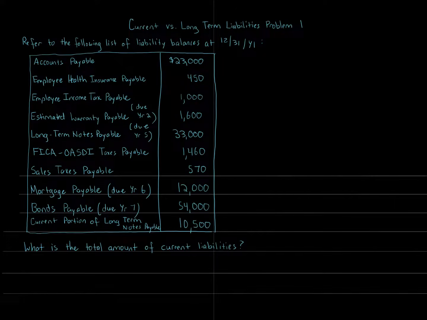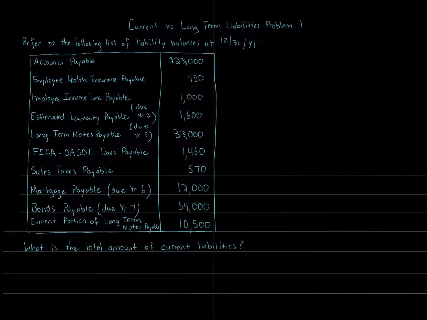Current versus long-term liabilities, problem 1. Refer to the following list of liability balances at December 31st, year 1. Accounts payable, $23,000. Employee health insurance payable, $450. Employee income tax payable, $1,000. Estimated warranty payable, which is due year 2, $1,600. Long-term notes payable, which is due year 5, $33,000.